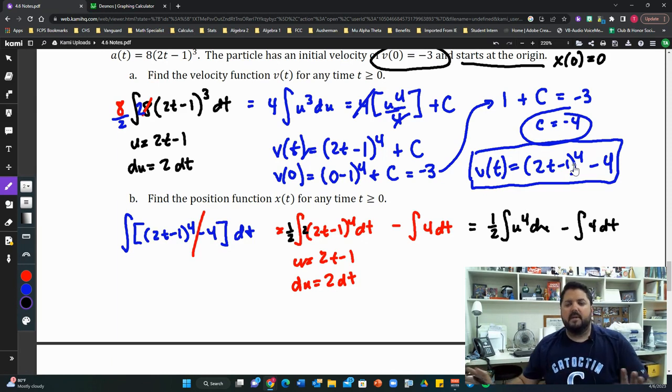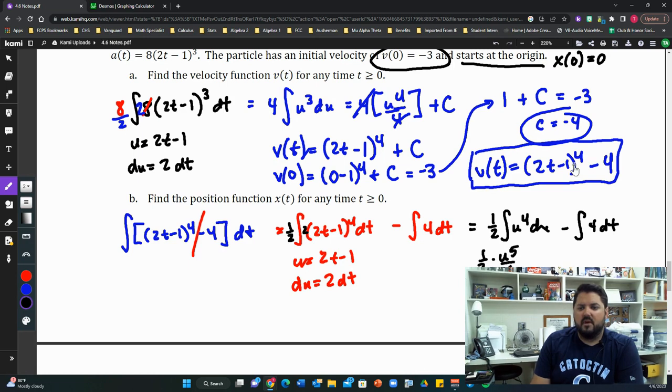Now, because I separated it, technically each would get their own plus c when I find the antiderivative. But again, a constant plus another constant is just some other constant. So we don't have to worry about writing them both. We're just going to write a standard plus c value at the very end of all this. So we would get 1/2 times u to the 5th over 5 minus, then this will become 4t, plus c. And now we can go ahead and replace that u in terms of our t.